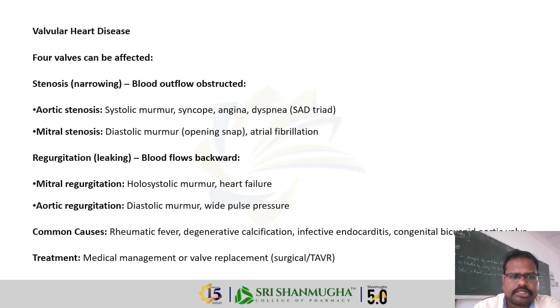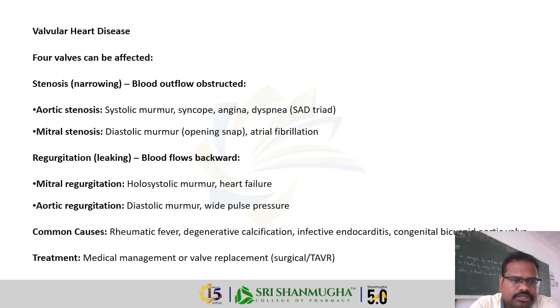Going into the next slide, valvular heart disease. We already saw that the heart contains four valves. These four valves can be affected by stenosis, that is narrowing, where blood outflow is obstructed. In case the valves are narrowed, there may be two types. Aortic stenosis shows systolic murmur, syncope, angina, and dyspnea. All these things we can see.